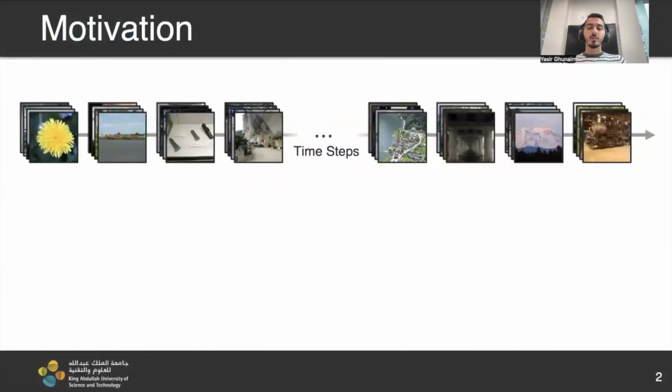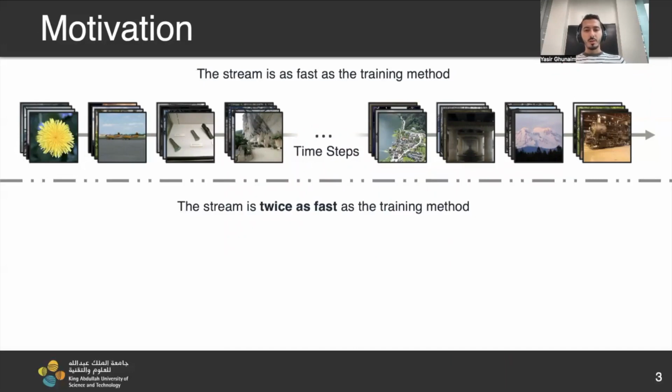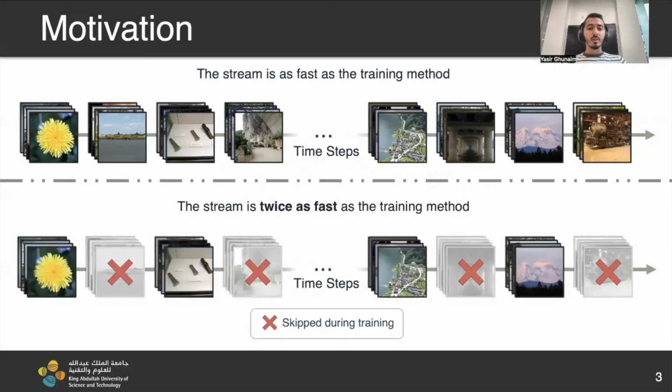Suppose we want to train an online continual learning method on this stream of data. What most existing work assumes is that the stream is as fast as the training method. However, let's consider a realistic scenario where the stream could be faster than the training method. In this case, we assume that it is twice as fast as the training method. In such a case, the method would end up training on half of the stream, eventually skipping every other batch of data.